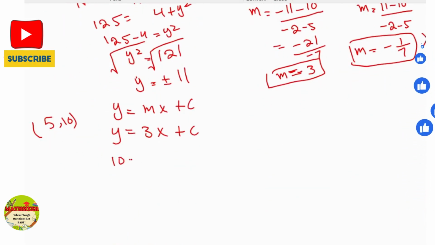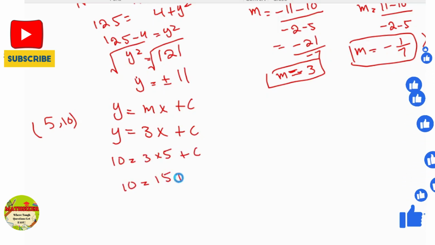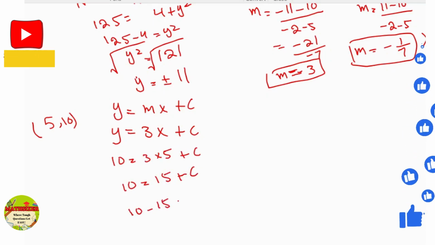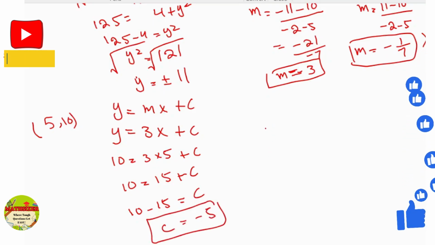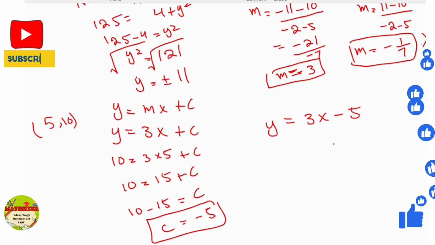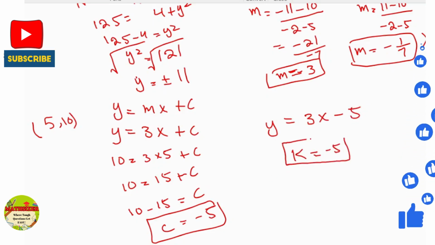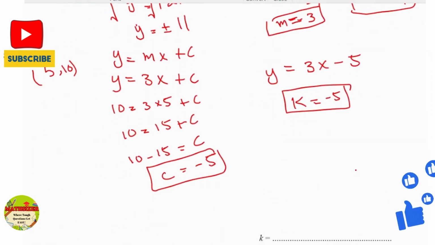So the y value is 10. 3 times 5 plus c equals 10, so 15 plus c equals 10, and 10 minus 15 is equal to c. So c is equal to -5. So our y-intercept is -5. The equation of the line becomes y equals 3x minus 5. So the c value is -5, which means the k value is -5. This is our y-intercept and the final answer of this question. Find the value of k. The value of k is -5.